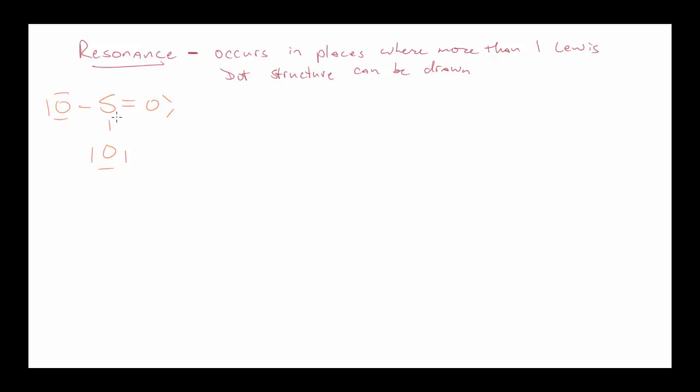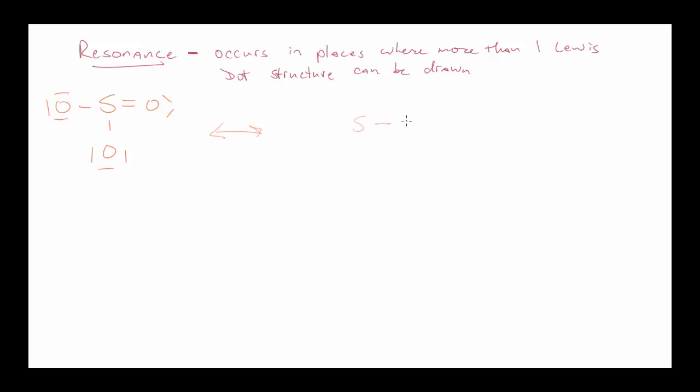So if your double bond can be put in more than one place, and not all of them, but it only goes in one place and I can put it in more than one place, then you have to understand we're going to have resonance, and what they're going to ask you to do is draw all of your resonance structures. Well, it's not that difficult.